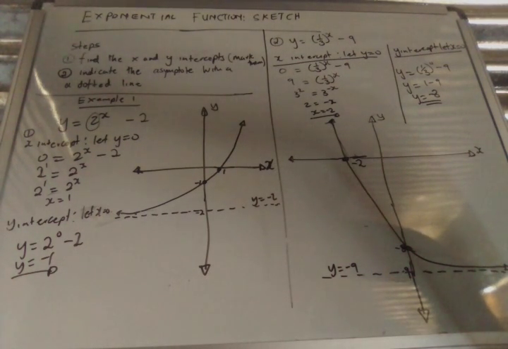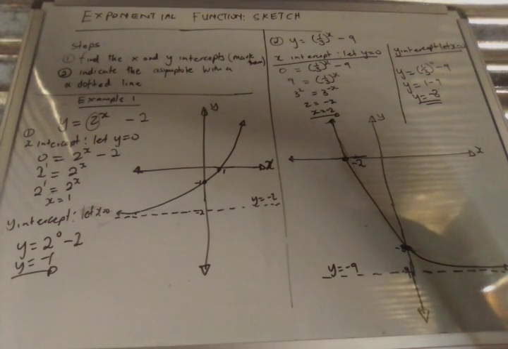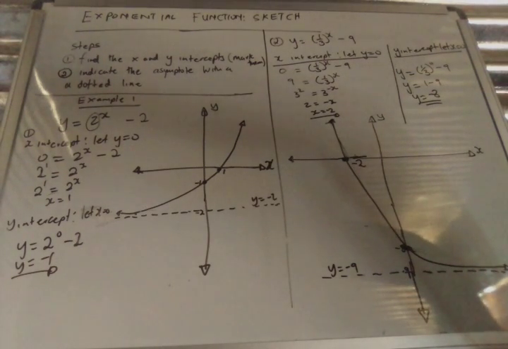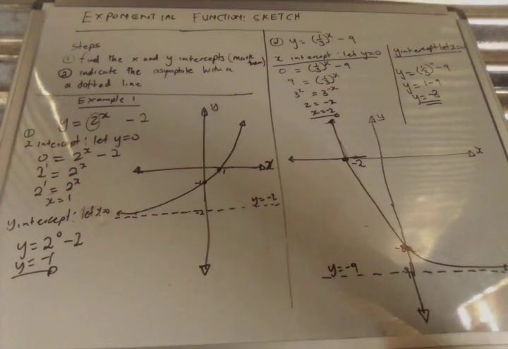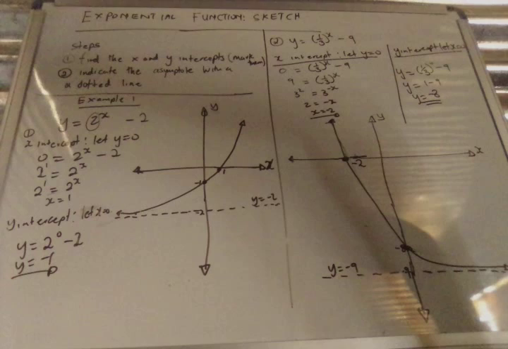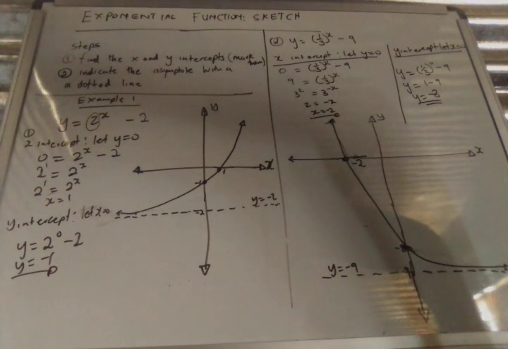Then we'll look for the y-intercept. For the y-intercept we have to let x be 0 in the function, so we have y equals 2 to the power 0 minus 2. Anything to the power 0, as I believe you already know, is 1. So you'll have y equals 1 minus 2, which is minus 1. That means that the y-intercept of this graph will be at point minus 1.